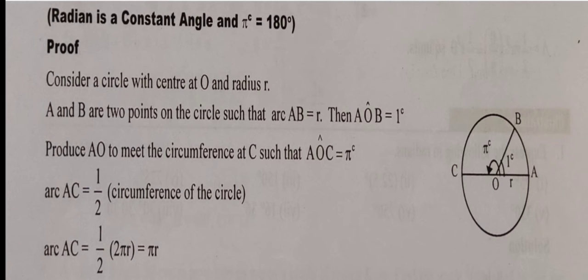Here the radian is what? A constant angle, that is pi radian, which is equal to 180 degrees. Already you know the value of pi is 180 degrees, right? Now see the proof of this one.